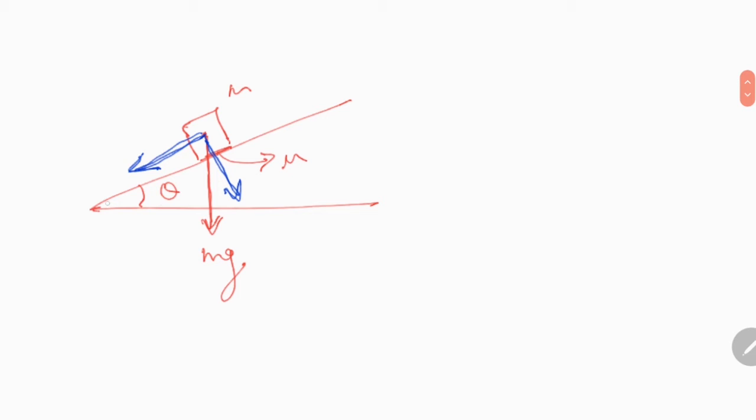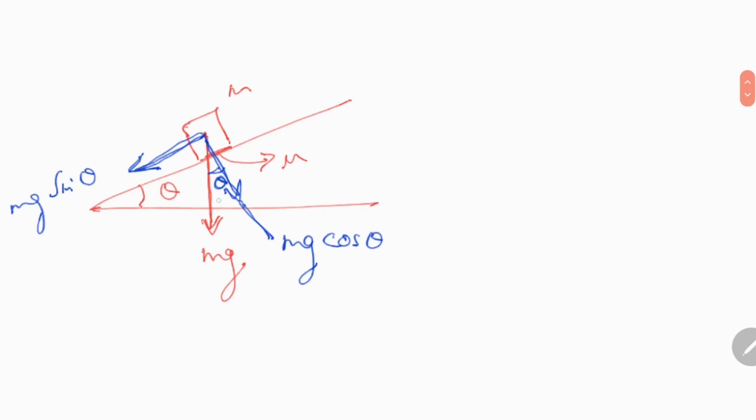By similarity of triangles, if this is theta, then this angle also will be theta. Therefore, this component will be mg cos theta, right? And this component will be mg sin theta. Please verify this from simple geometry.